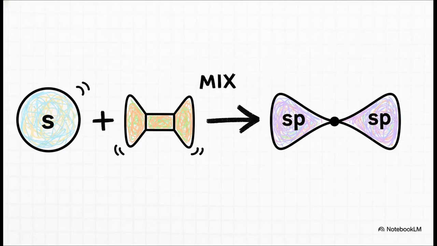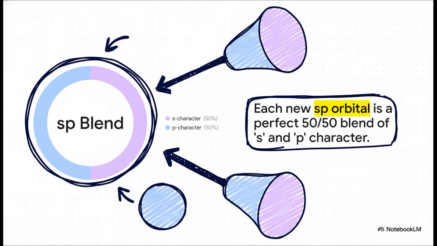All right, recipe number one, the simplest one we've got. We take one s orbital, that's the spherical one, and one p orbital, which is kind of dumbbell-shaped. We mix them together, so what do we get? We get two brand new, totally identical orbitals called sp hybrid orbitals. It's a perfect trade. 2 in, 2 out. And check this out. If you look at what these new orbitals are made of, it makes perfect sense. Since we mixed one s and one p, each of the new sp orbitals is a perfect 50-50 blend. It's got 50% s character and 50% p character. And that exact balance is what's going to tell us what shape it makes.